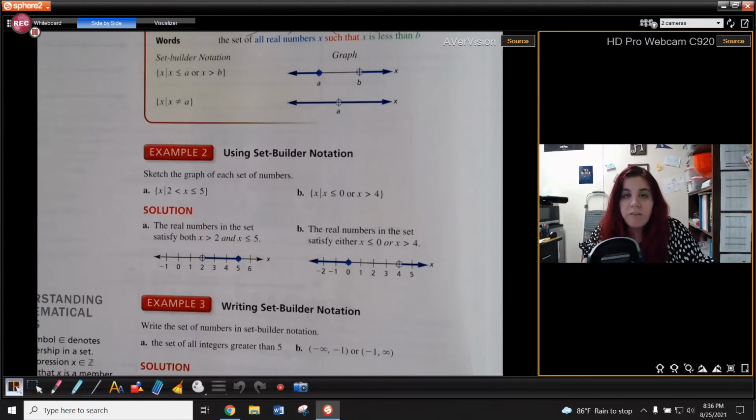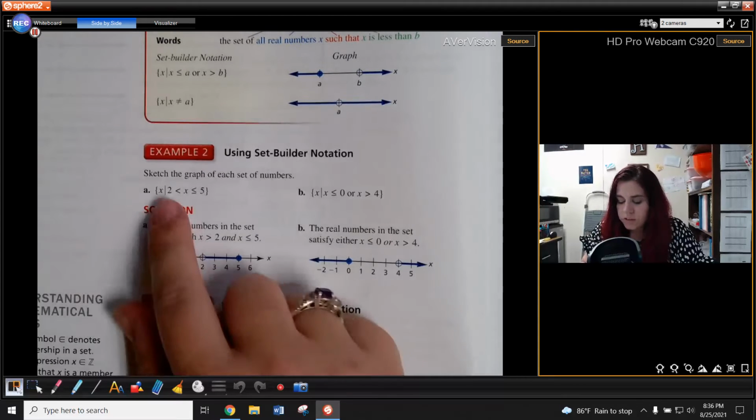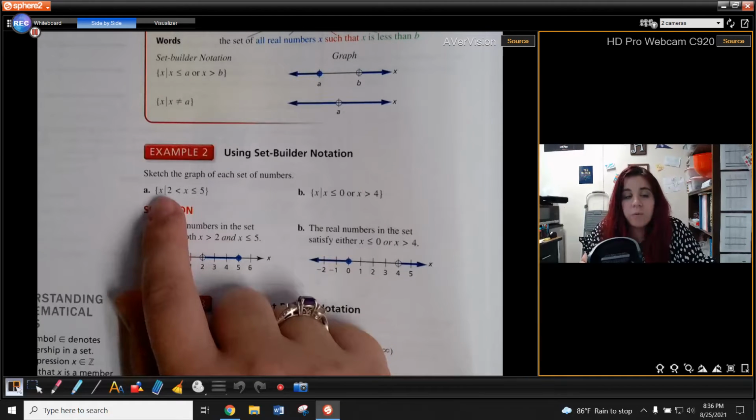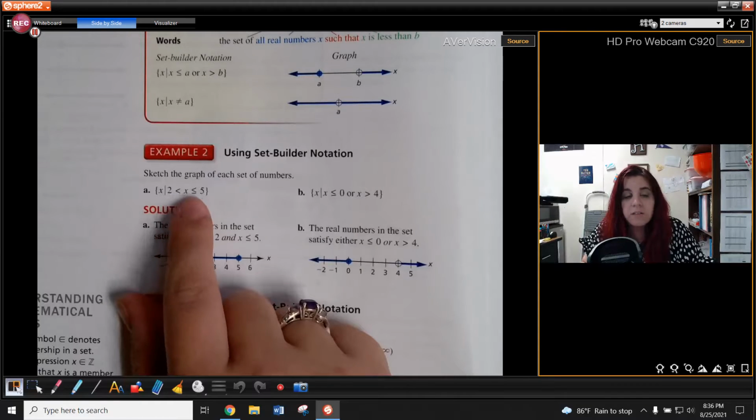And so that's what the graph does for you. This is saying right here, the set of all real numbers x such that 2 is less than x, and that's less than or equal to 5.